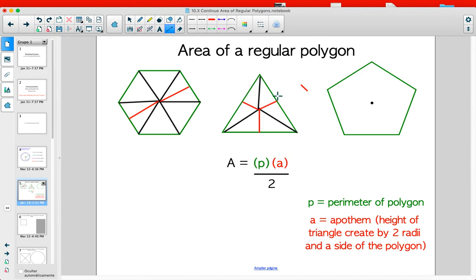And all these 3 apothems are congruent. Because I have not constructed it, meaning it's not accurate, that's why some look a little bit longer than the others, but they should all be the same length if I had a compass and I had constructed the apothems. Okay, so again, same thing for the pentagon.